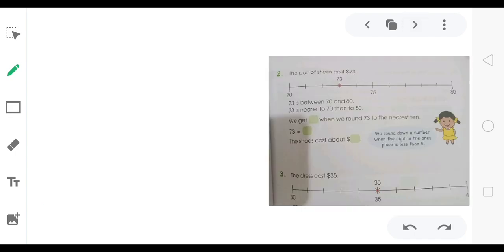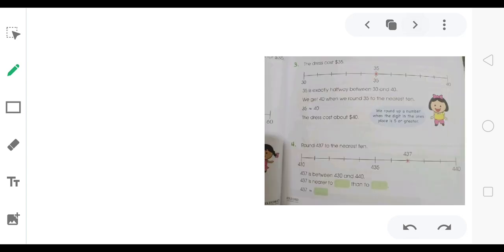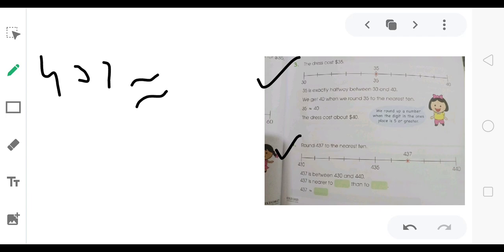Okay. Now this one, I have told you this thing on the last page. This is the same. Now come to question number 4. Round 437 to the nearest 10. Now listen to me. This is ones, this is tens, and this is hundreds. Listen to me carefully, beta. You just have to check these last two values.